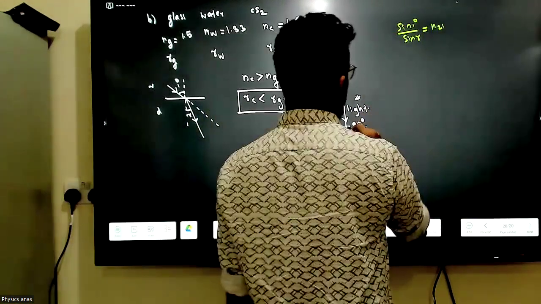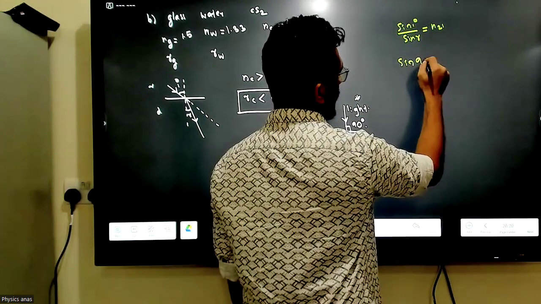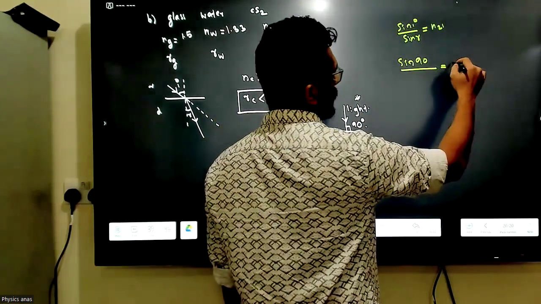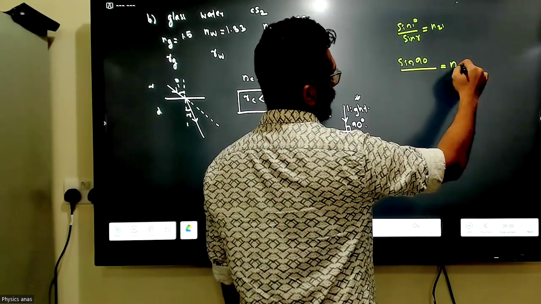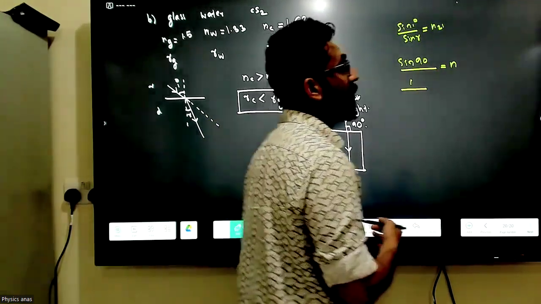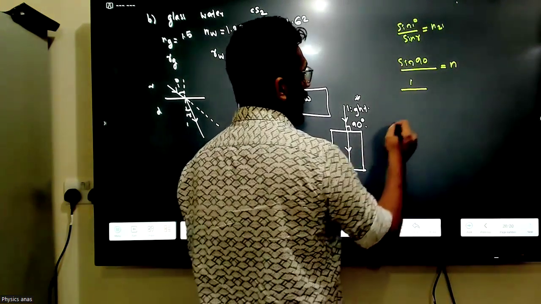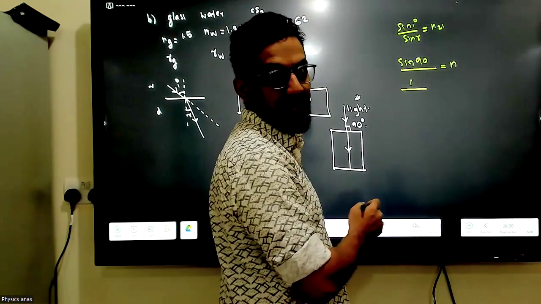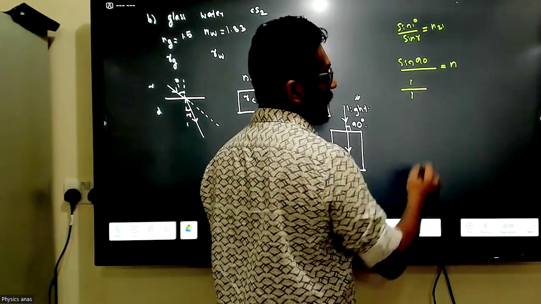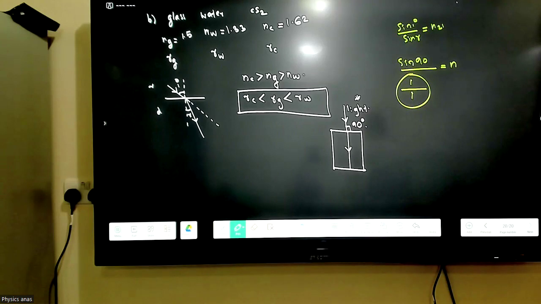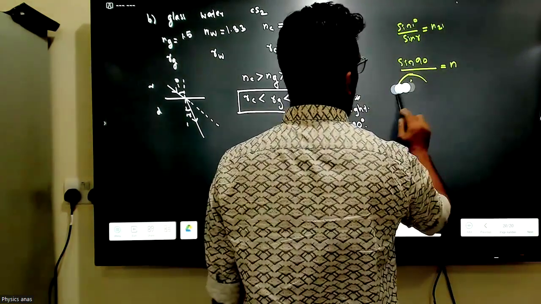What is sin i now? Sin i is sin 90. If sin 90 is 1, that will be 1 divided by sin r. What is sin r? Sin r will also be sin 90. So that will be 1 by 1. Then what is the meaning of that? You cannot have the Snell's law ratio here. Not like this.